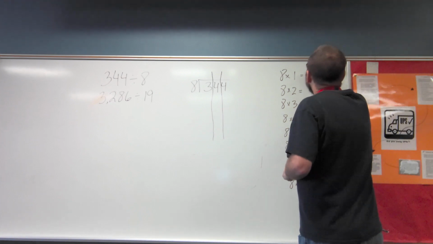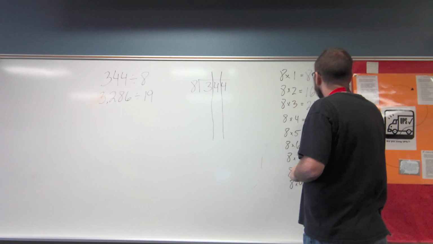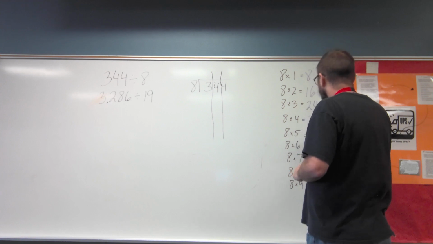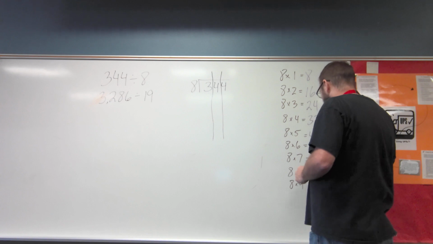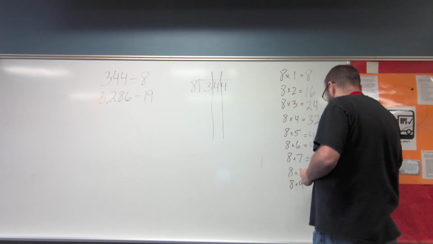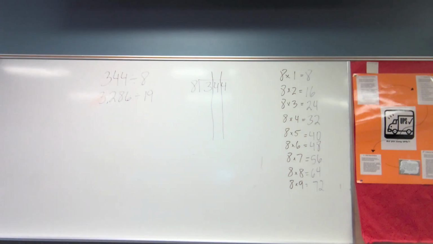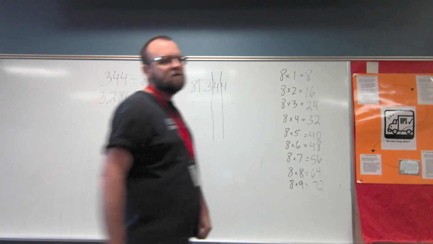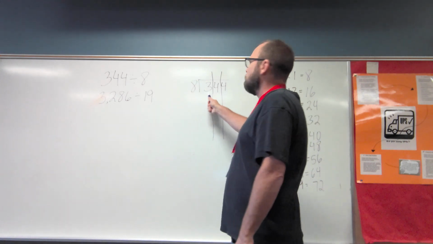8 times 1 is? 8. 8 times 2? 16. Times 3? 24. Times 4? 32. Times 5? 40. Times 6? 48. Times 7? 56. Times 8? 64. Times 9? 72. All right, so we have done the hardest part of this problem right here. The most difficult, the most time-consuming part of this problem is already done.